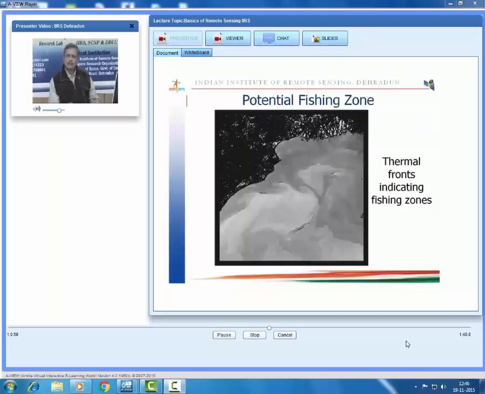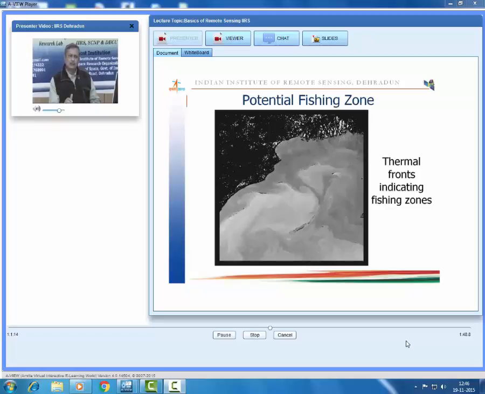Another very important study. This is one of the success stories, one of the very important success stories when remote sensing application in the coastal zone is concerned: the potential fishing zone, PFZ. This is basically the areas where chances of getting fish are more.